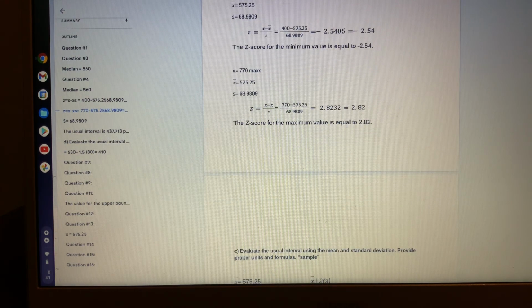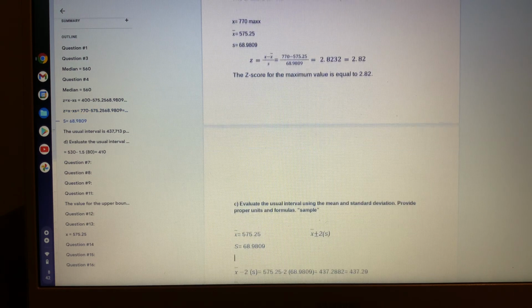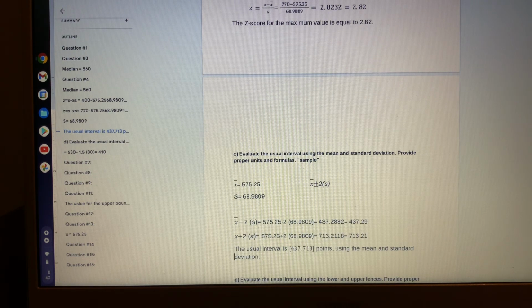As I continued on, it asked to evaluate the usual intervals using the mean and the standard deviation, which here I have a sample, so therefore it is my x bar plus or minus 2 times my standard deviation. Once I inputted the proper formula, my answers were that the usual interval is 437 to 713 points using the mean and the standard deviation.